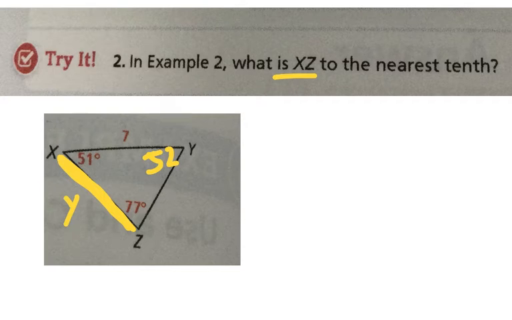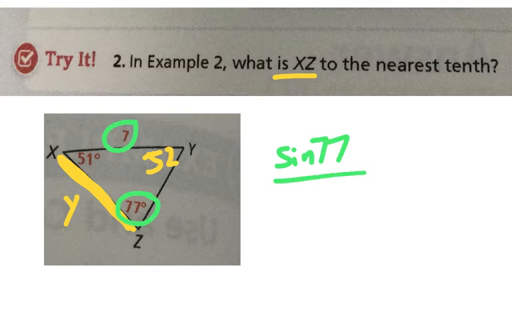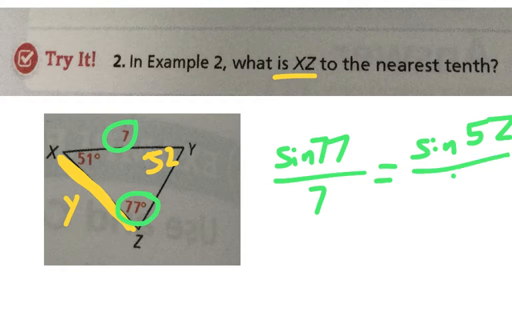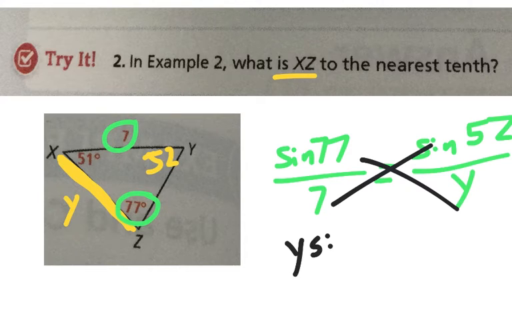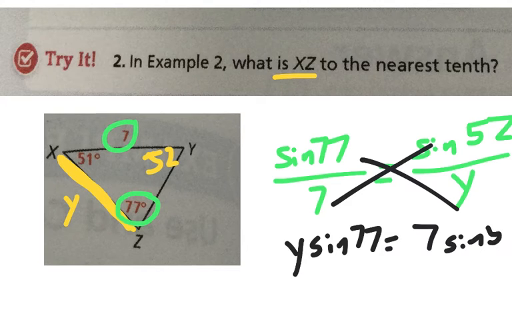So now when I set up my law of sines, again, I have to have one matching pair that I already know. So I know opposite 77 is side 7, so we're going to use that again. Sine of 77 degrees divided by 7 must equal, now if I'm looking for y, sine of 52 degrees divided by my unknown y. Fraction equals a fraction, cross multiply. Y times sine of 77 equals 7 times sine of 52.